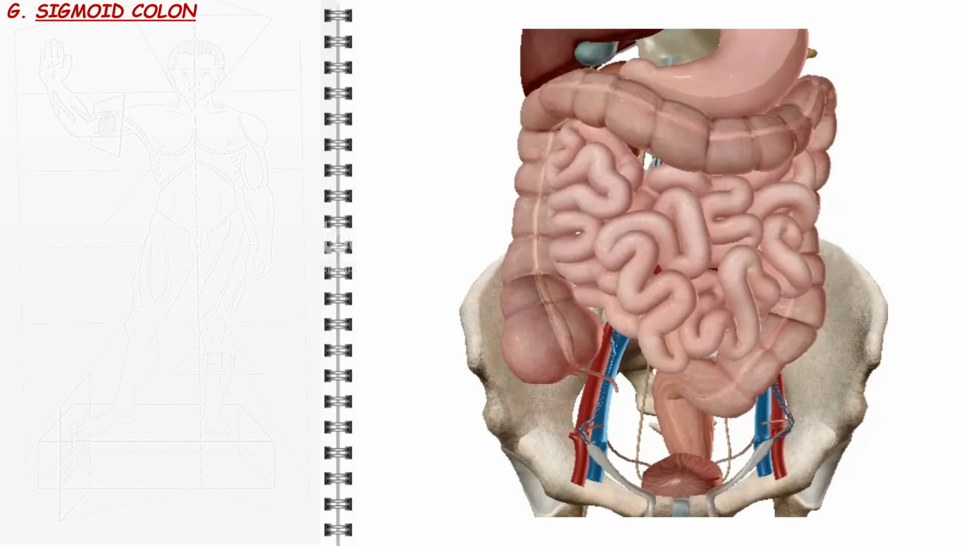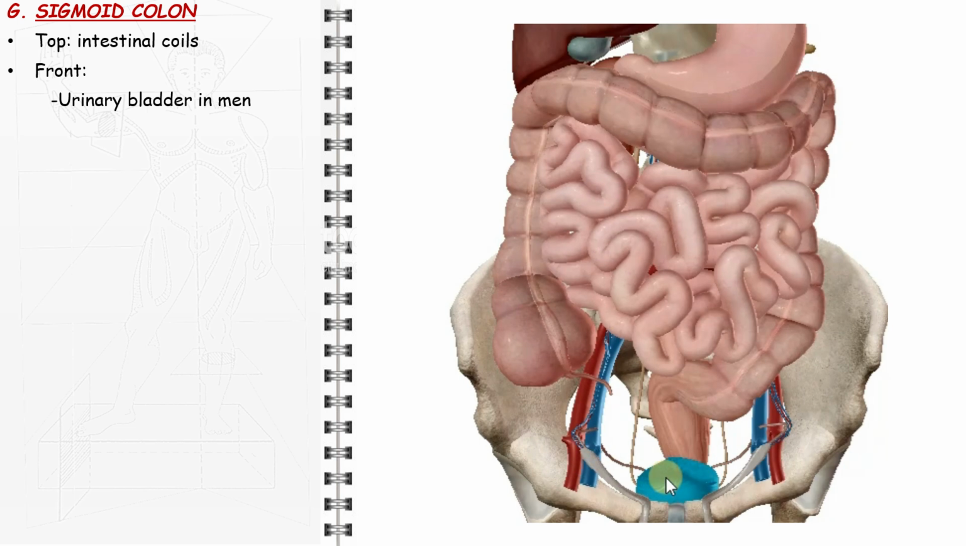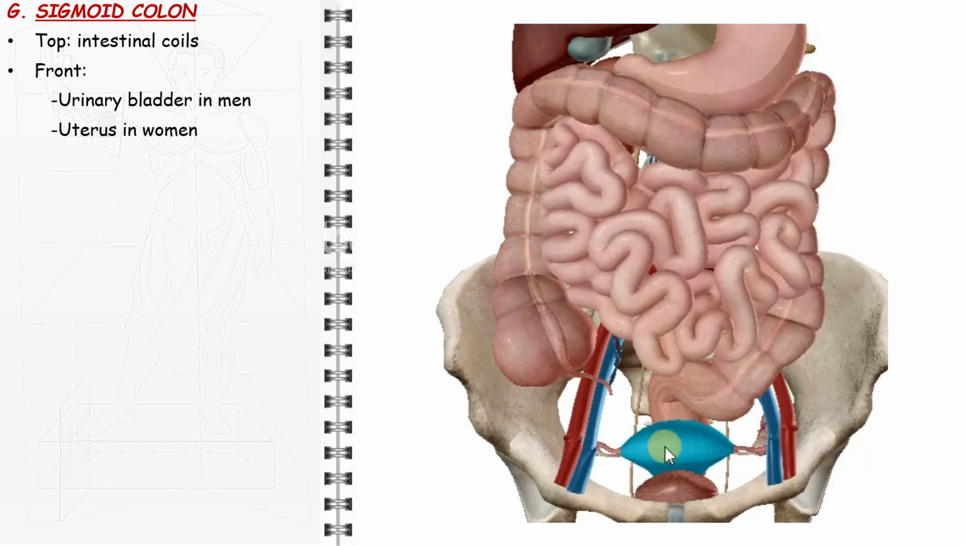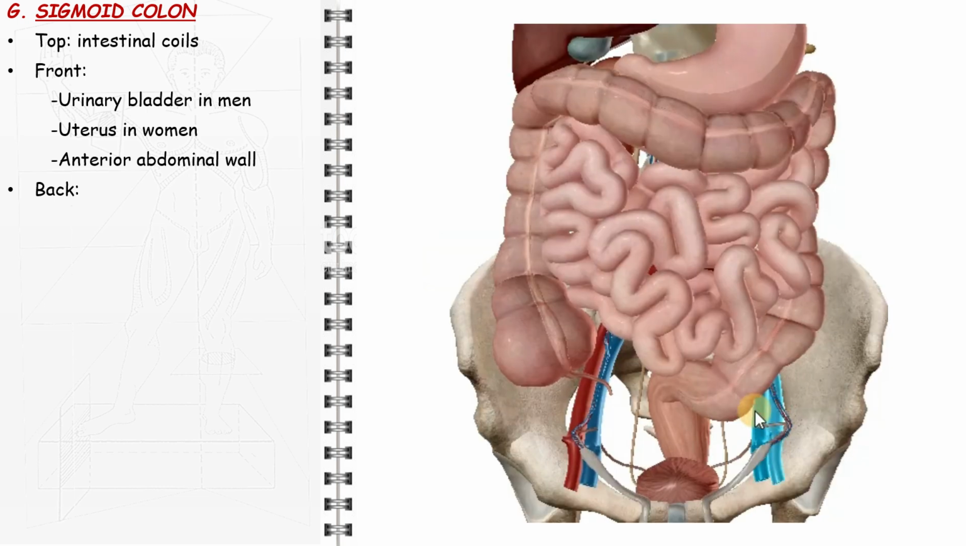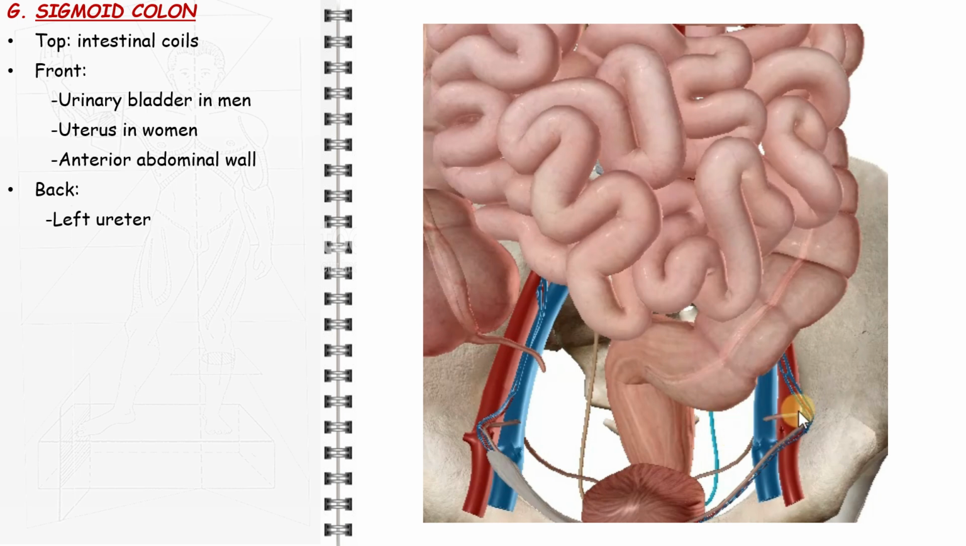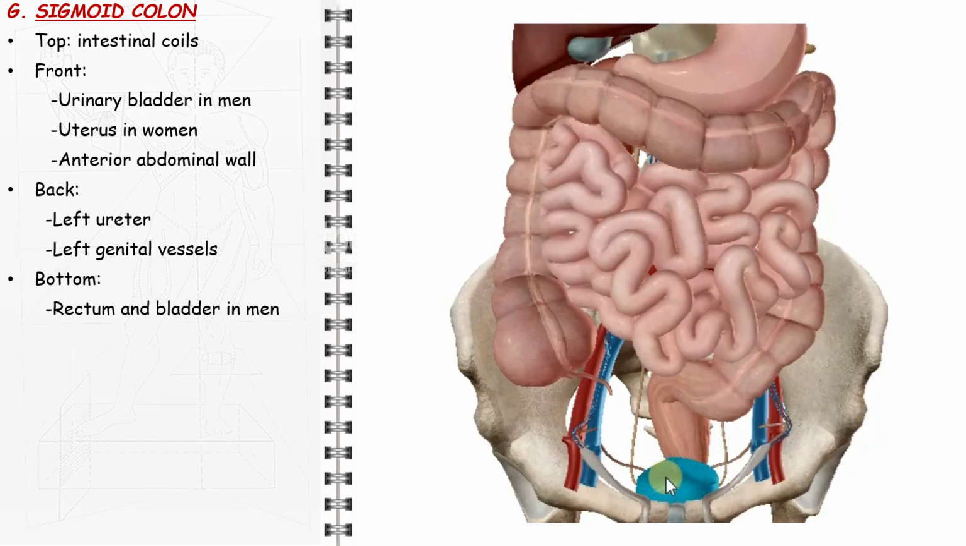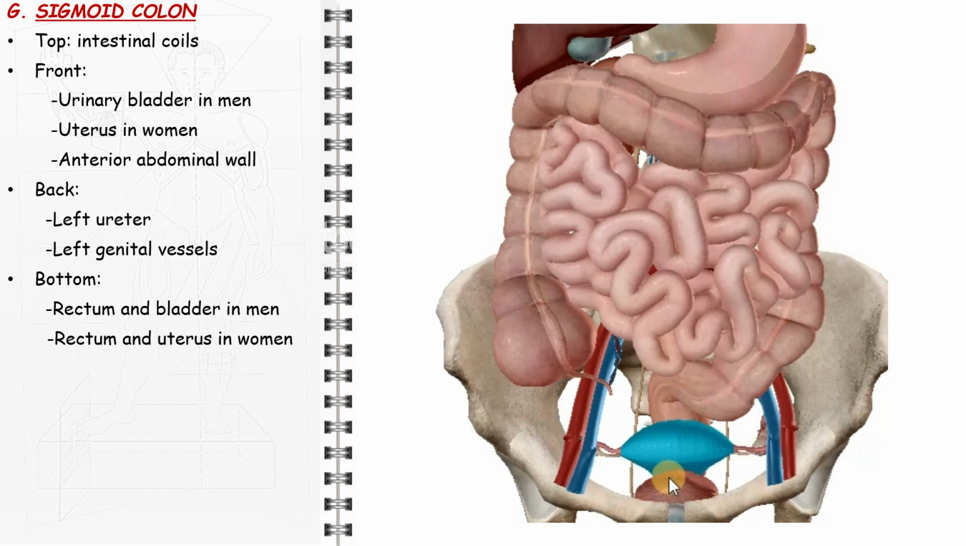The sigmoid colon separates pelvic organs from abdominal organs. On top, it is in contact with intestinal coils and the greater omentum. Forwards, it is hidden by the bladder in men and the uterus in women just behind the anterior abdominal wall. At the back, it stands in front of the left external iliac vessels, ureter and genital vessels. At the bottom, it surrounds the rectum and bladder in men and the rectum and the uterus and adnexa in women.